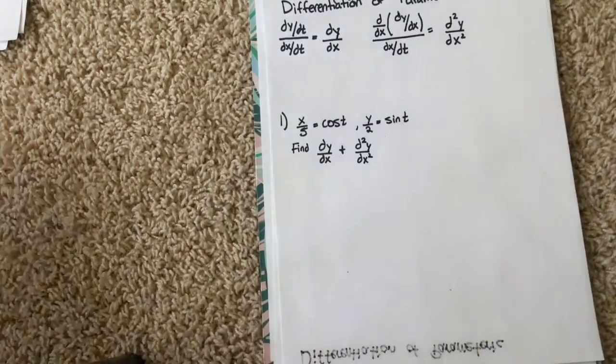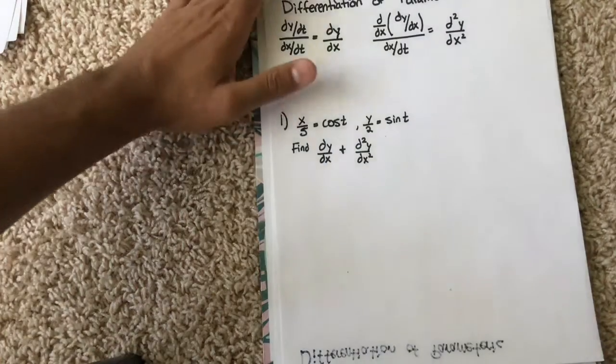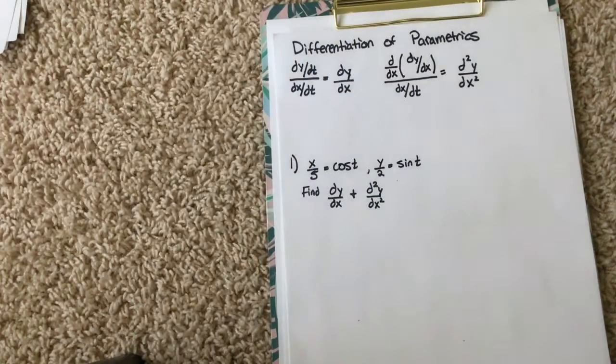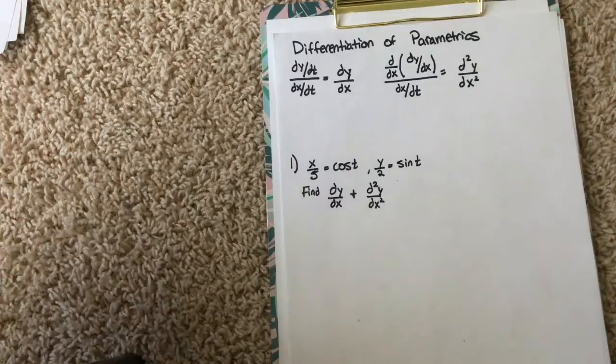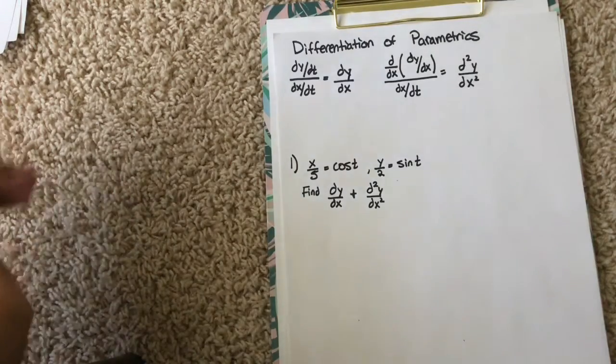All right, let's go to the next portion of parametric equations. That's going to be differentiation of parametrics. So we have to know the two formulas for derivatives of parametric equations. The first one is going to be dy/dx, so the slope of a parametric curve.